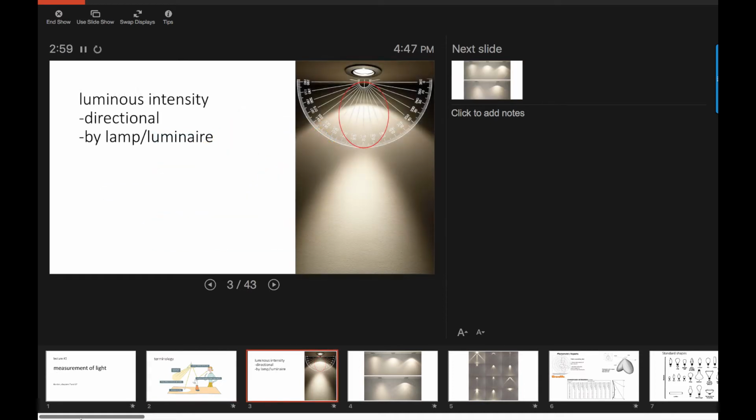All right, so let's talk about how these things are described. Luminous intensity, like I mentioned, it's directional, and it's typically by the lamp. But nowadays, because of LED lamps, typically the light source is integral with the fixture, with the luminaire. What that means is you can't change the lamp, you can't change the light bulb. And when you get the photometric data, which is to say the information about how light comes out of a light source, you'll see that it looks exactly the same.